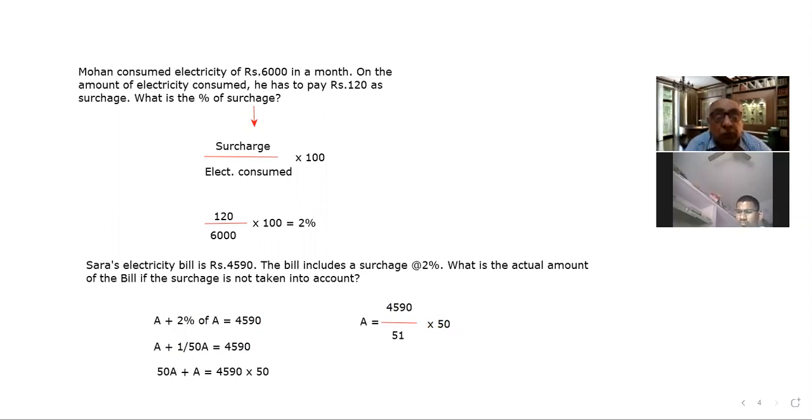Now 4590 is divisible by 51. The answer is 90. So 90 into 50 becomes rupees 4500. So the actual amount of electricity consumed is 4500, and 2% on 4500 becomes equal to the surcharge. So this is the point there.